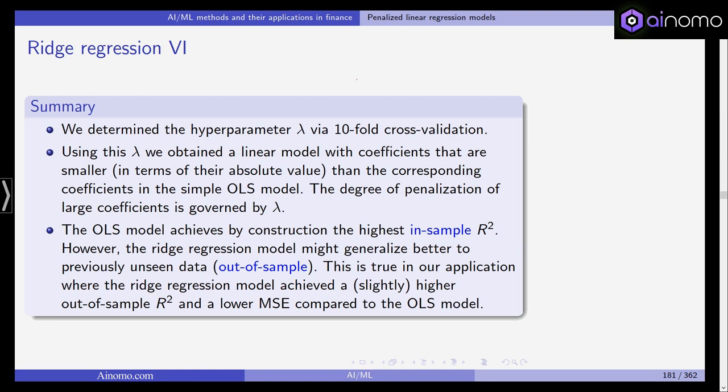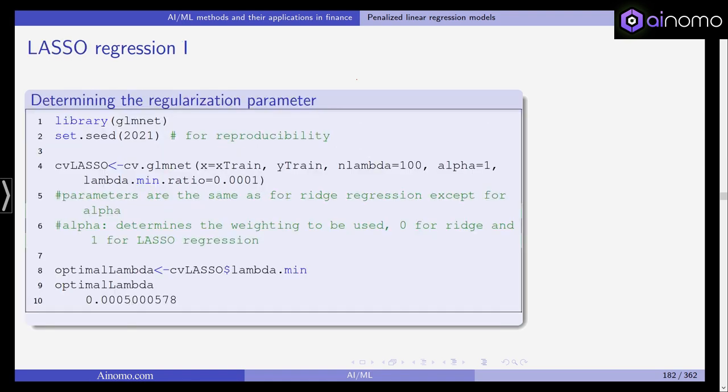And using this lambda, we obtain a linear model with coefficients that are smaller in terms of their absolute value than the OLS coefficients. And the OLS model achieved the highest in-sample R-squared. However, the out-of-sample performance was better for the ridge regression, slightly and at a very low level, but nevertheless, out-of-sample performance was better for the ridge regression. We can now do the same for the lasso.